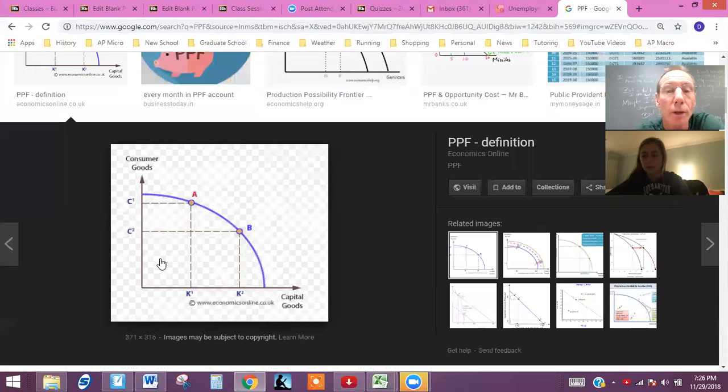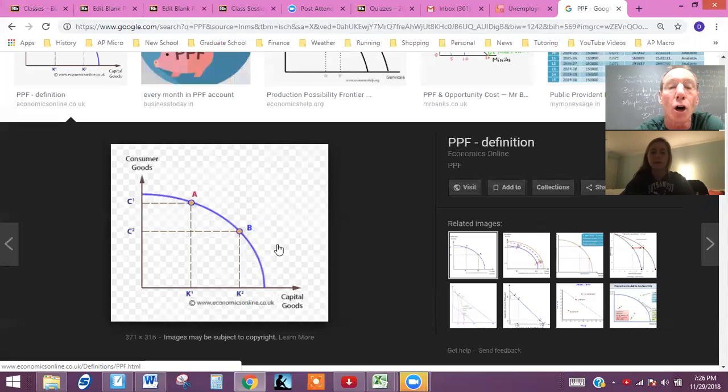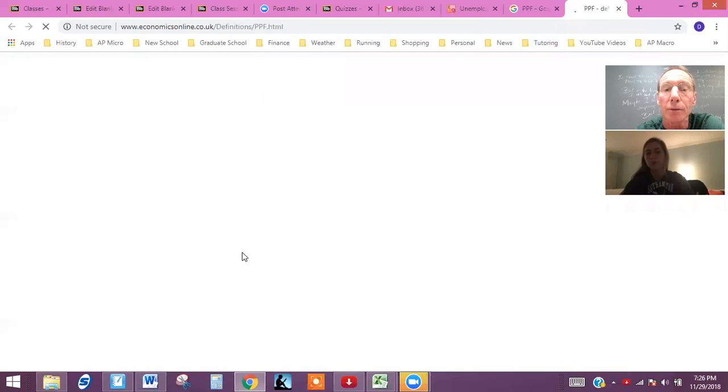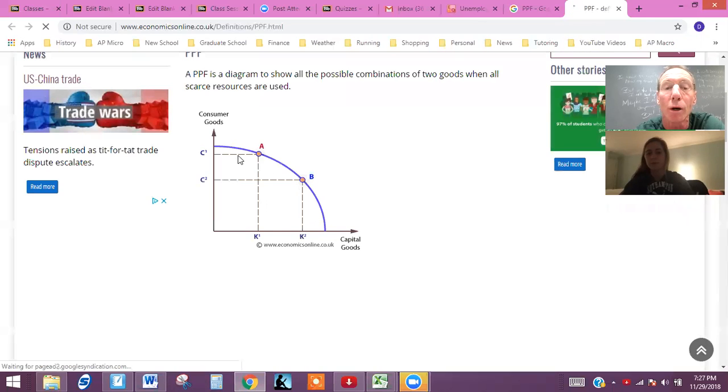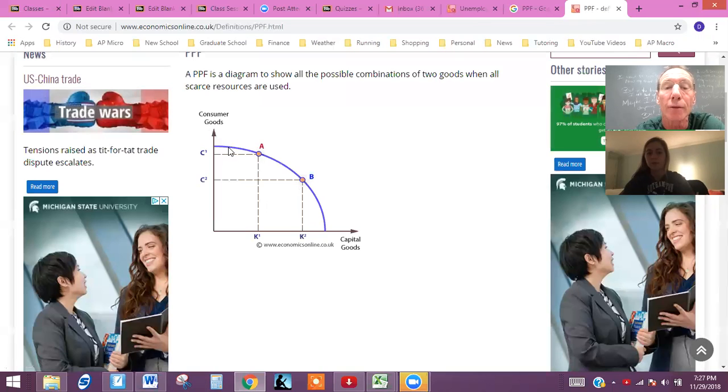So if we look here, we know that this curve is showing that as we move down, the opportunity cost to have more capital goods, if I can blow it up a little bit, yeah, if we have more capital goods, it's going to cost more in consumer goods. So you have increasing opportunity cost because we can only produce out to here. That tells us that resources are limited, so that's scarcity.